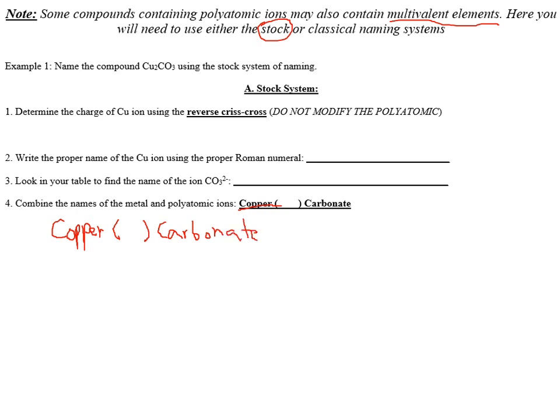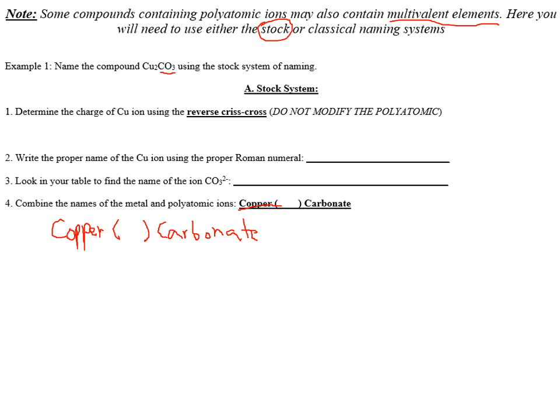So I need to do the reverse crisscross. Don't assume it's 2 just because you see a 2 here. Again, it's not the number of coppers you're looking at, it's which ion it is. Now, when you do the reverse crisscross, you need to be careful here. You cannot change the polyatomic ion. You need to protect it. If you move that 3, you no longer have the polyatomic ion there. So you treat it as if it's one unit and you cannot change it.